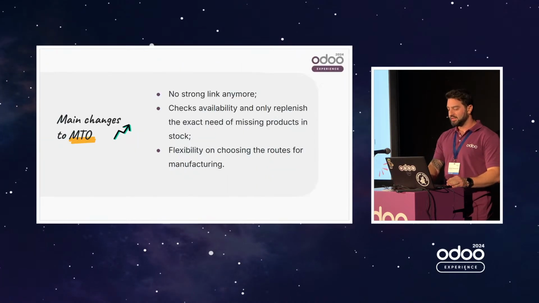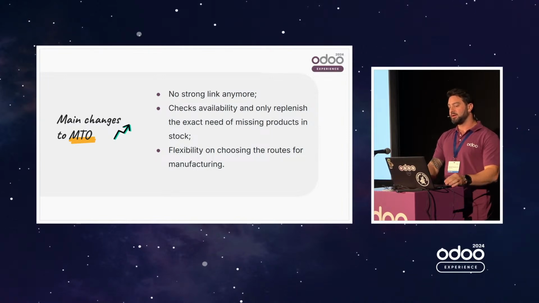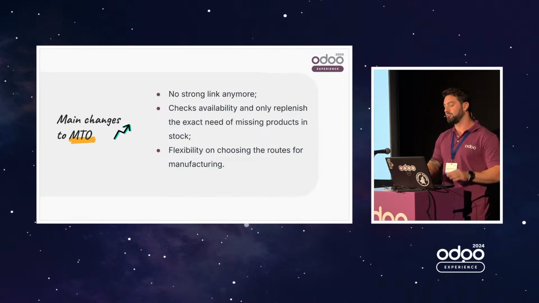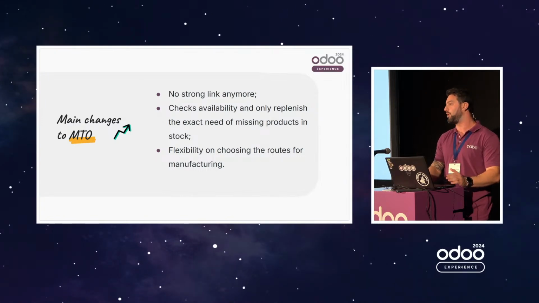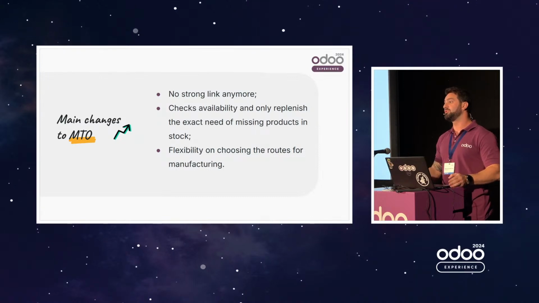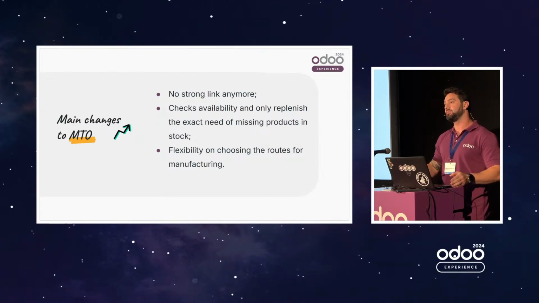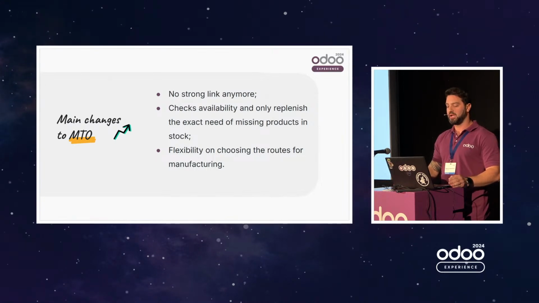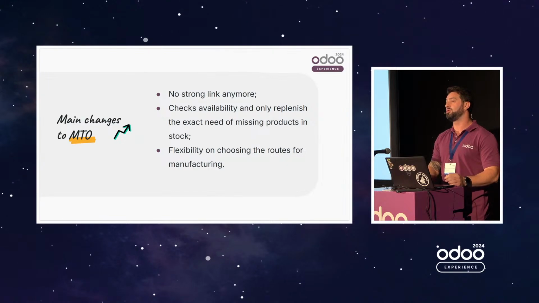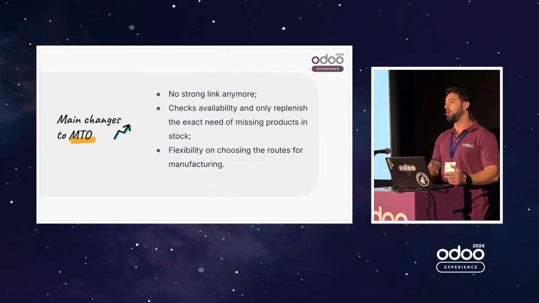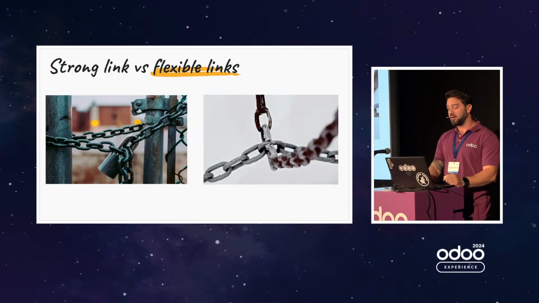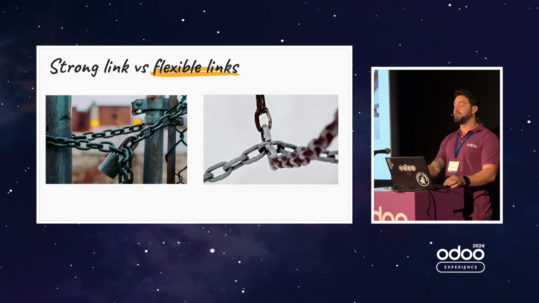Now, what are the changes on MTO? There's no strong link anymore, and I'm going to go a little more in depth on what a strong link is. It checks availability of what you have in stock, so you only replenish the remainder of the order, and it is flexible enough to allow you to choose different routes on confirmed orders or manufacturing orders.